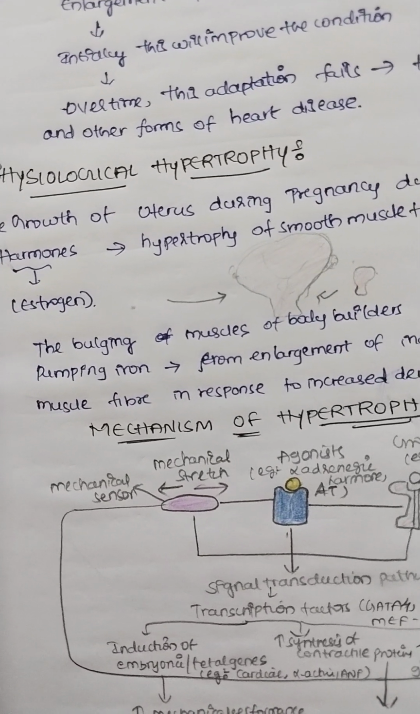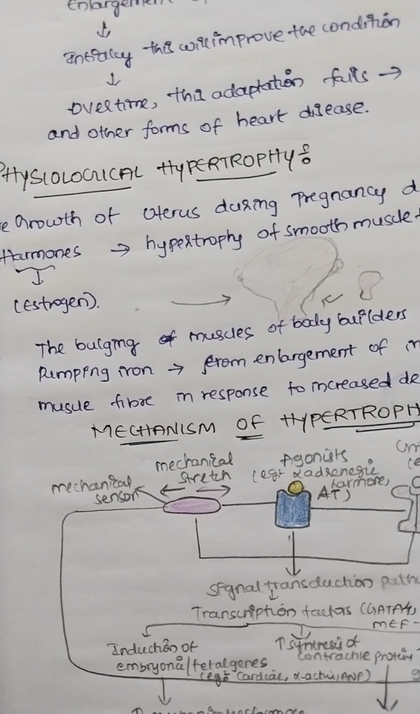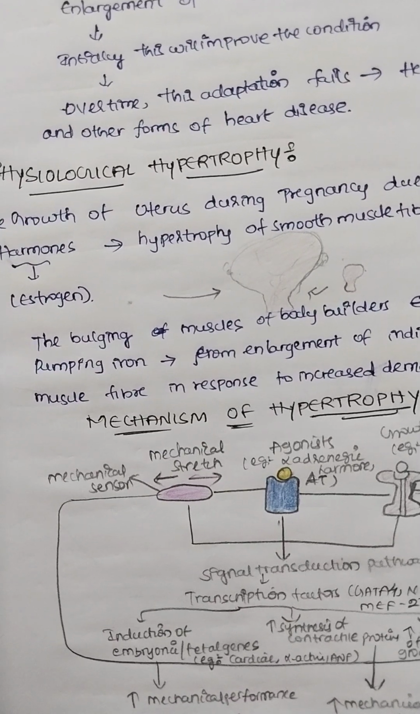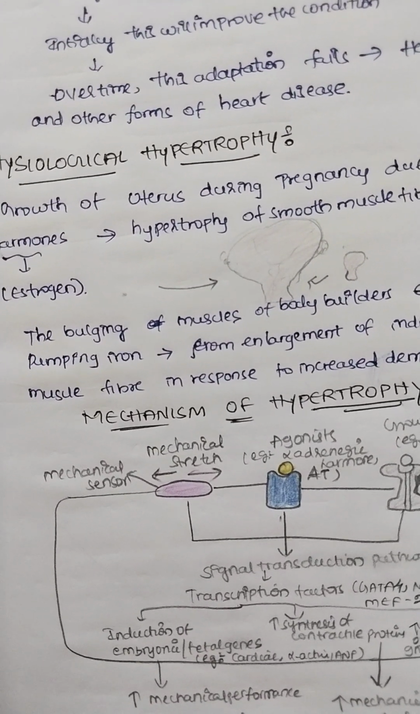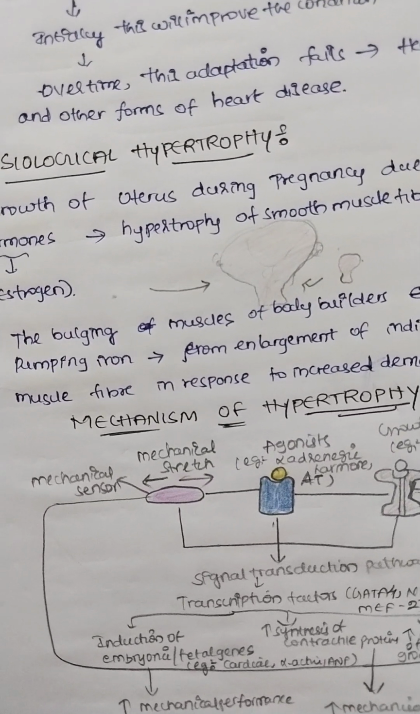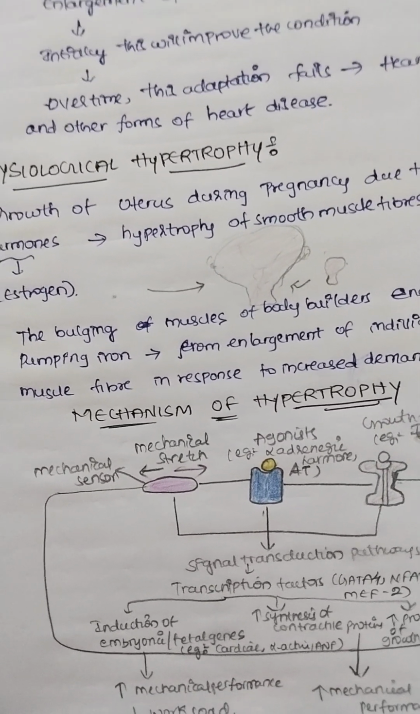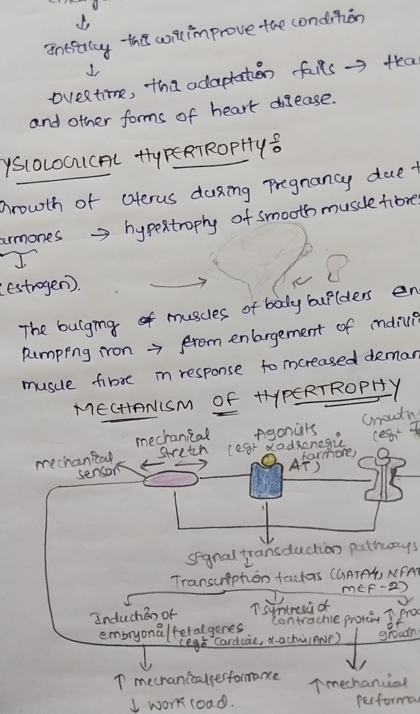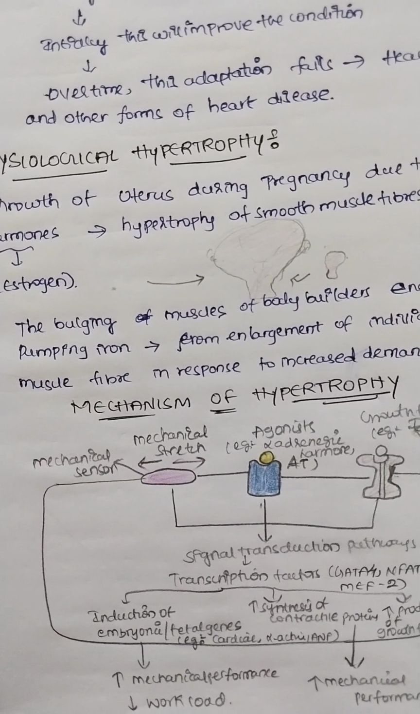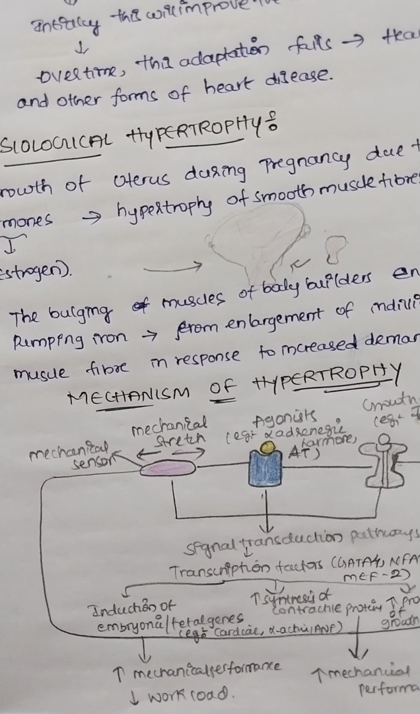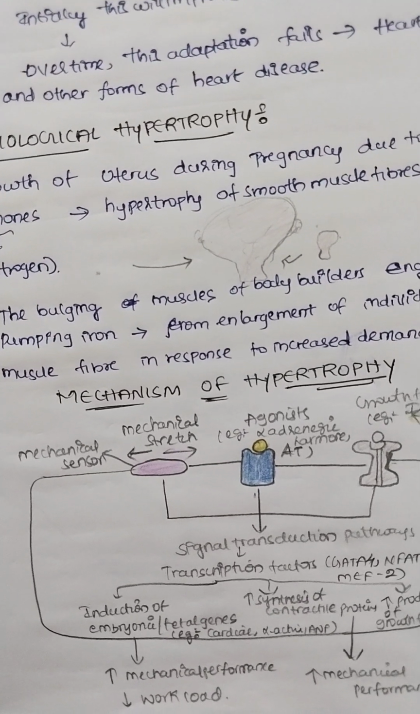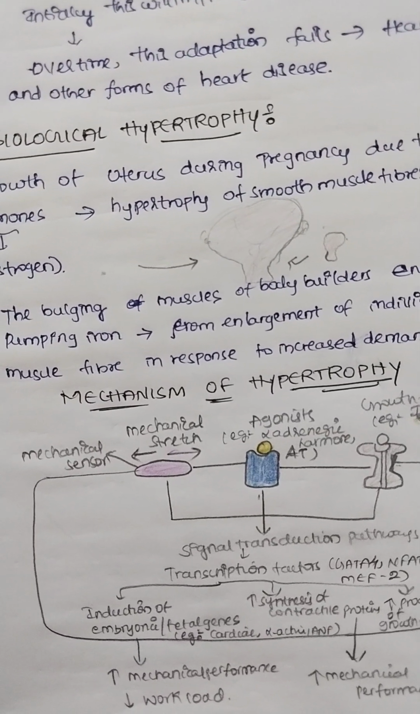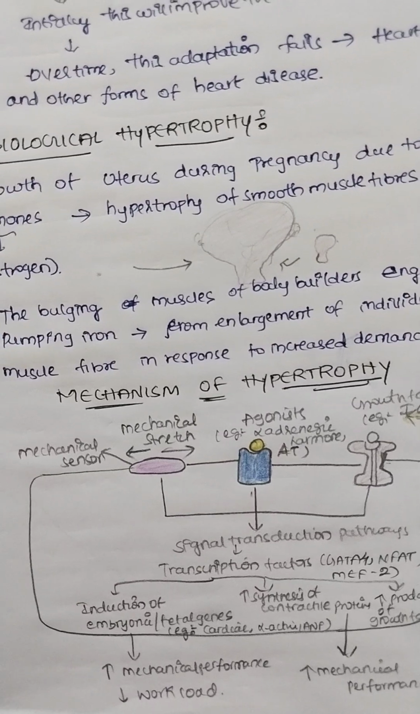And then what is physiological hypertrophy? It is normal in pregnancy. The uterus size will be increased so much, as we see in the diagram. Normally the uterus is very small in size, but during pregnancy, due to estrogen hormone stimulation being more, this estrogen acts upon the estrogen receptors, and this leads to the increase in the size of the uterus during pregnancy. And bulging of muscles is seen in bodybuilders, whose muscles are gradually involved in the pumping of iron. So there is increased workload, so increased demand on the muscle fibers, therefore bulging of muscles is seen.